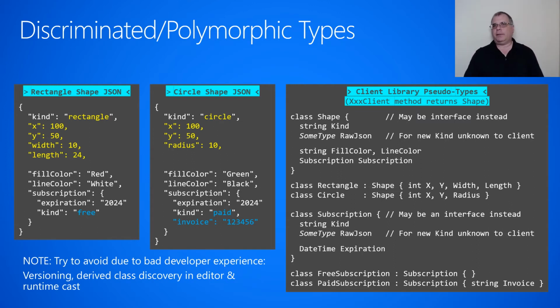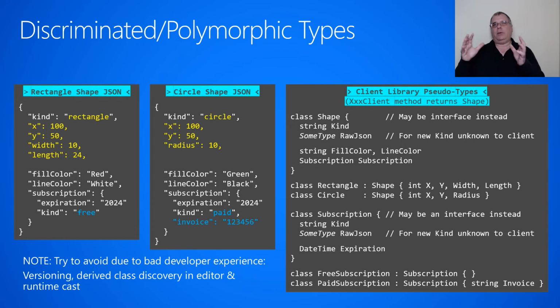Now, shapes also have some things that are in common to all shapes, like fill color and line color. And maybe there's a subscription. I'm just making up some things to give some examples here. The subscription has, let's say, an expiration on it that would be common for all subscriptions. But you might have different kinds of subscriptions. Maybe there's a free kind of subscription, like I show here for the rectangle, or maybe there's a paid kind of subscription for the circle I show on the right here, and then a paid subscription maybe has an invoice number associated with it. So what I'm showing here is the service can return a shape and the different things that are specific to it, and then within that there could be a nested property like subscription, and that can also be polymorphic and have different fields that are specific to it. So this is the way the service would return these values.